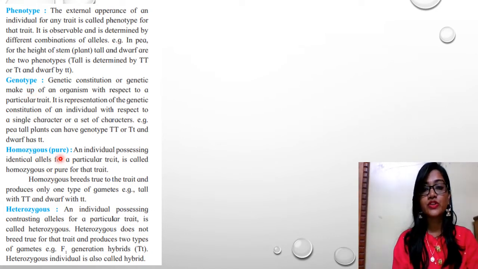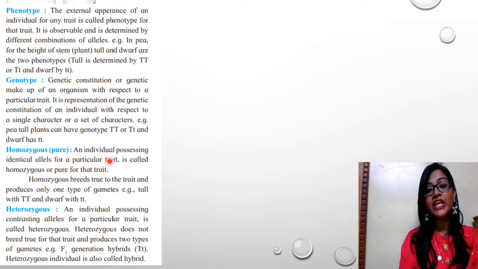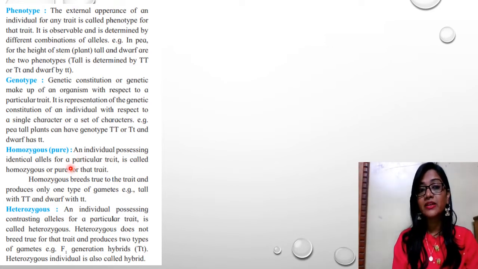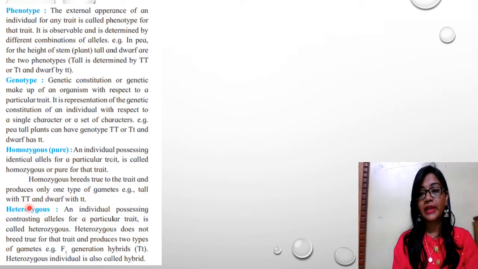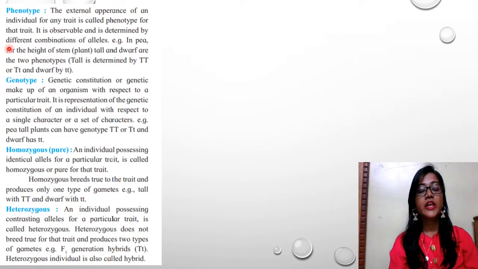What is homozygous or pure trait? An individual possessing identical alleles for a particular trait is called homozygous or pure for that trait. Okay, so identical alleles or similar genes. Homozygous breeds true for that trait and produces only one type of gametes, that is tall will produce capital T, while dwarf will produce small t. In case of heterozygous, an individual possessing contrasting alleles for a particular trait is called heterozygous.